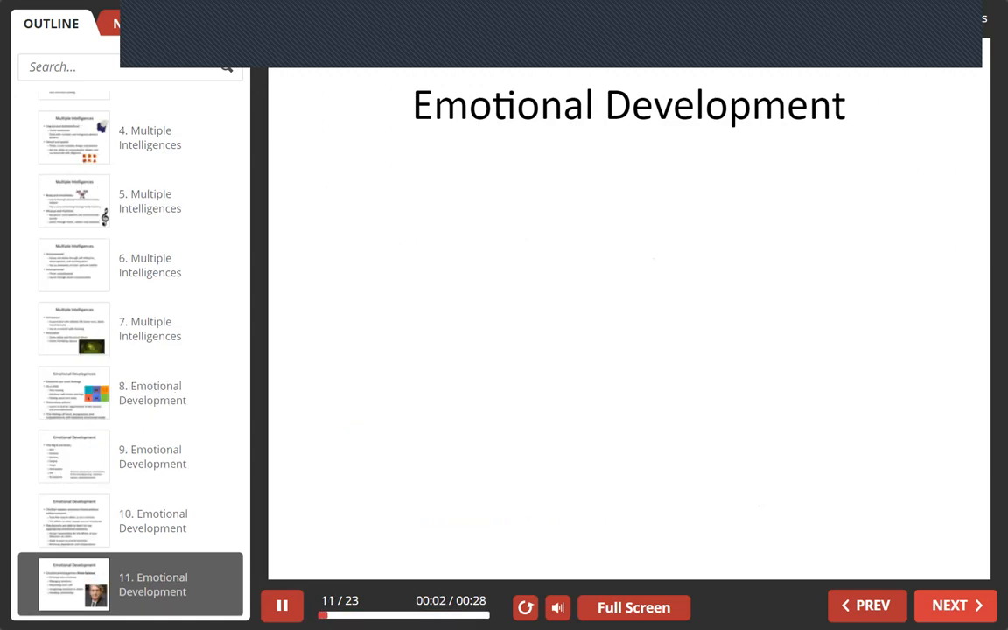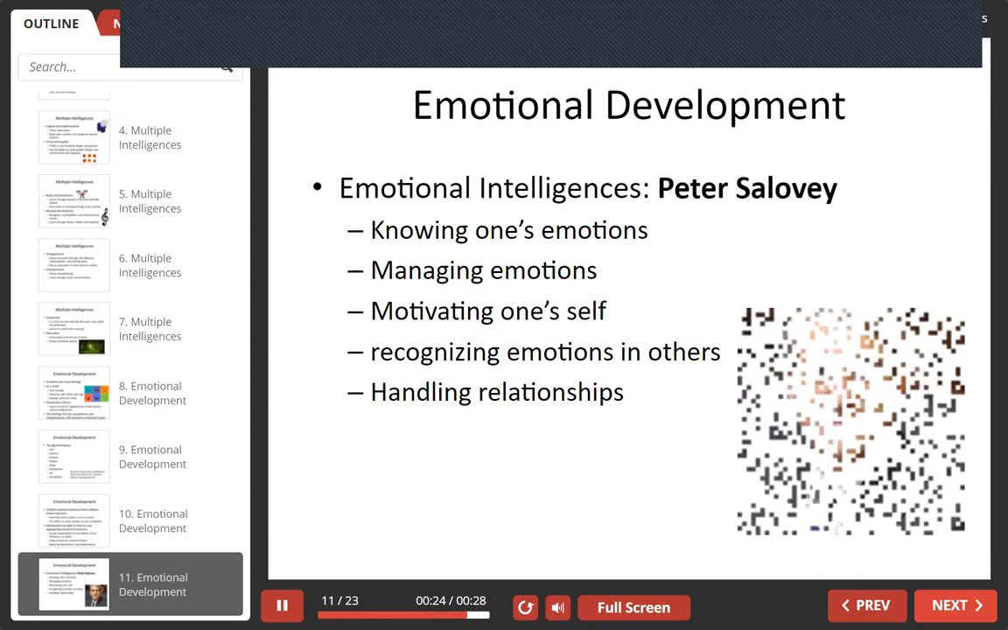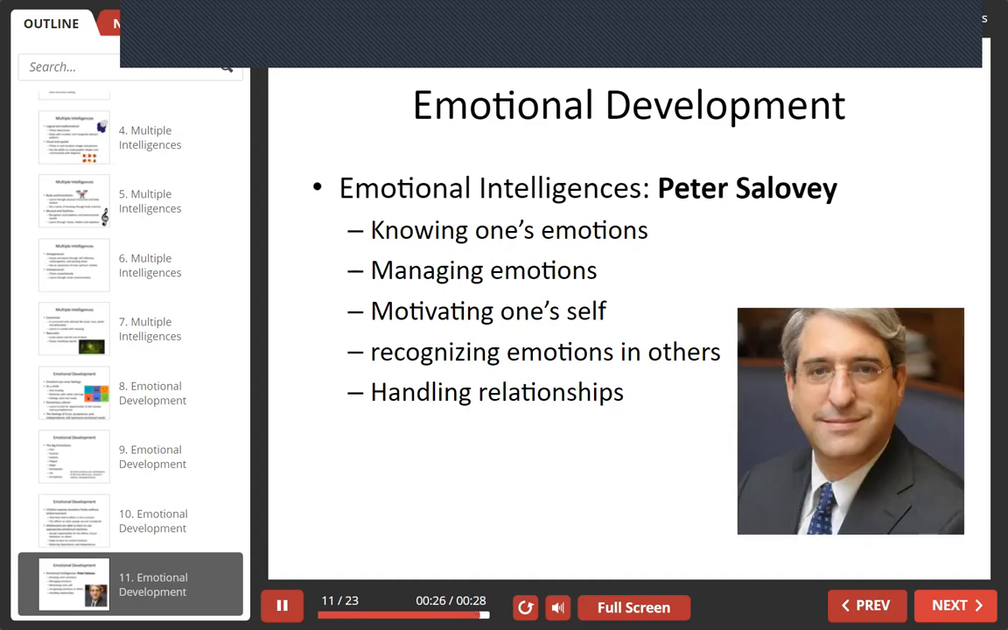So we've looked at multiple intelligences, but what about emotional intelligences? Well, Peter Salovey outlines them for us. There are 5 of them, which include knowing one's emotions, managing emotions, motivating oneself, recognizing emotions in others, and handling relationships. This is a picture of Peter Salovey.